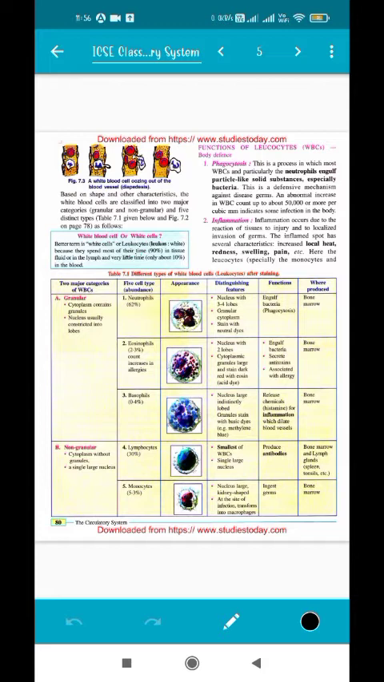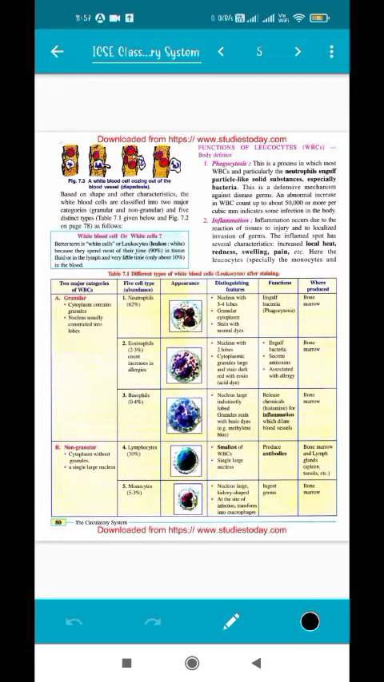Next, let's see. We have already studied about this just now. Let us just do a recapitulation. What are the functions of WBCs? The first and the foremost is phagocytosis. Coming out of the blood capillaries, as soon as they encounter any foreign substance, they will just engulf it. This process is called phagocytosis.